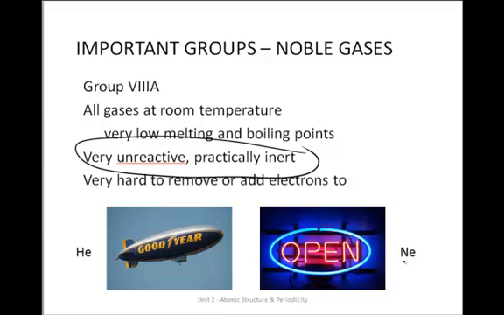Two examples that you're probably familiar with are neon, that you often see in neon signs, of course, and then helium. You've probably held a helium balloon at some point in time, or, of course, they're used in blimps.